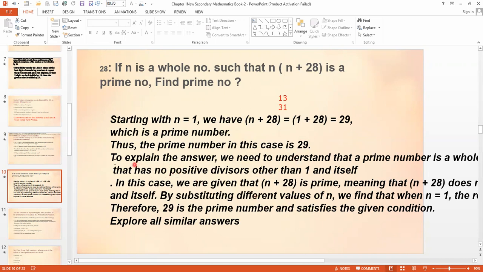I will read all the solution which I have written for you. Starting with n equal to 1, we have n plus 28, and the answer I get is 29. This one is a prime number. So the prime number in this case is 29. To explain the answer, we need to understand that a prime number is a whole number that has no positive divisor other than 1 and itself. So what is the divisor of 29? Obviously only 1. So 29 is 1 times 29. What is the value of n? It is 1. And the prime number we get is 29. Clear?